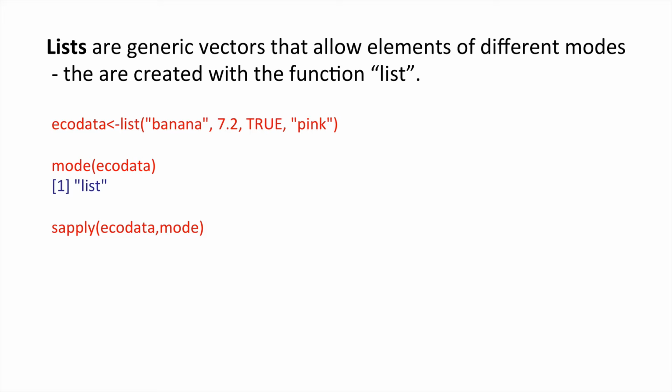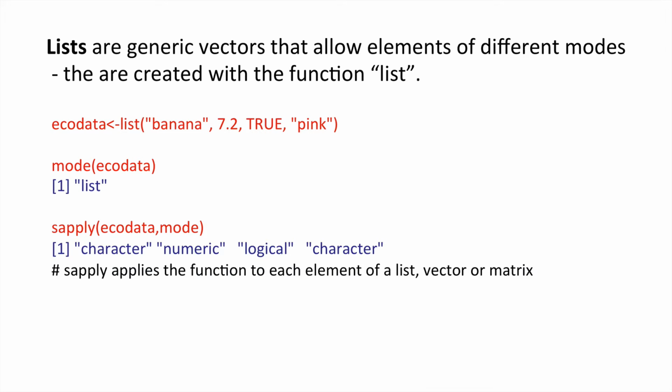And to do that, we can use sapply, which applies a particular function to each of the individual elements of any given list or matrix or vector. So if we apply sapply(ecodata, mode), then what we see is the first element is character, the second is numeric, the third is logical, and so on.